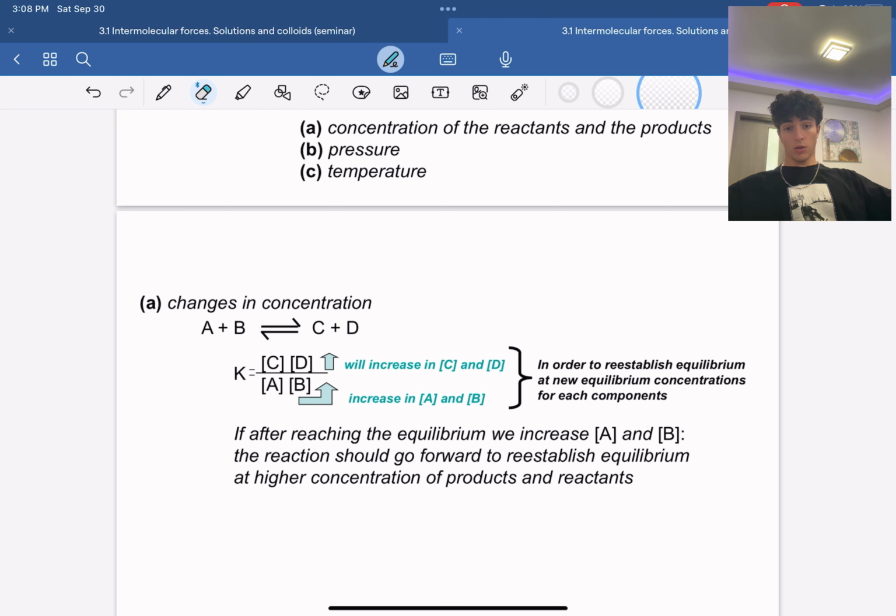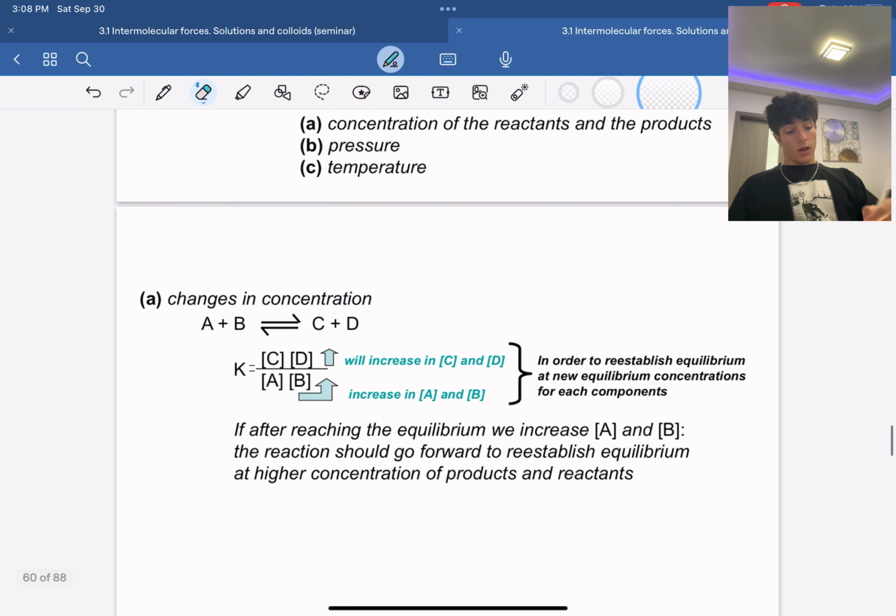Now they might try to trick you. They might be like, what if we remove products? Okay, then we go the same direction. If it's add, opposite direction; remove, same direction. Now, let me skip pressure for now, and we're going to talk about temperature.